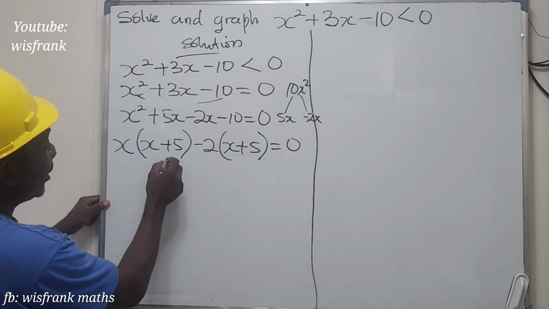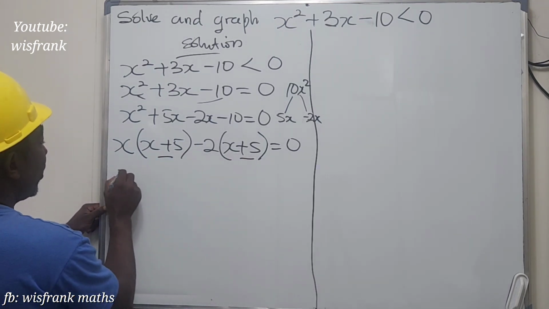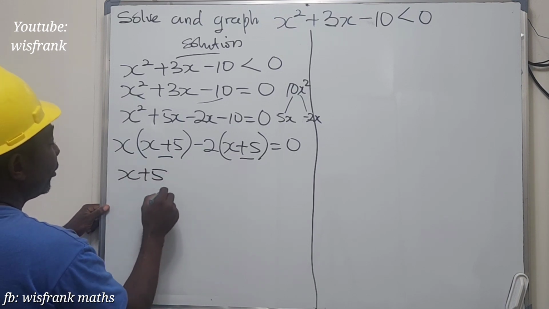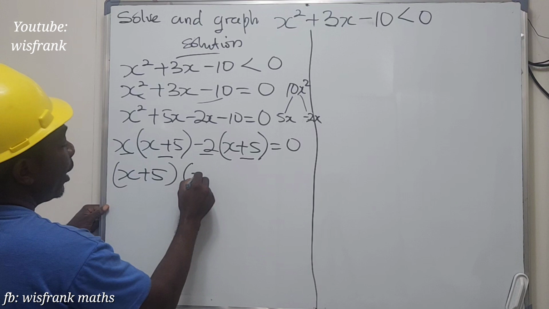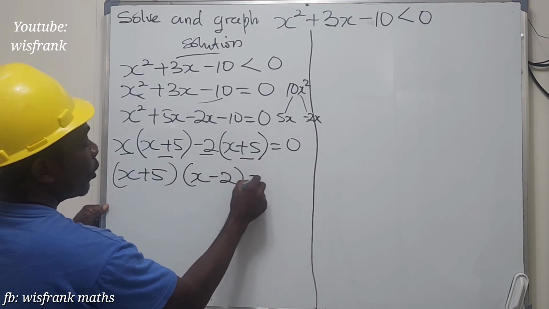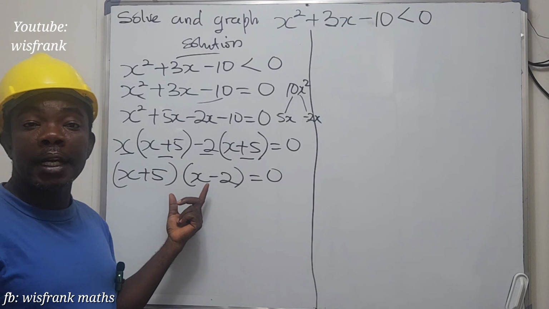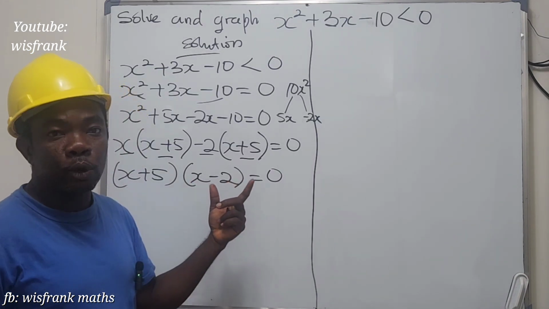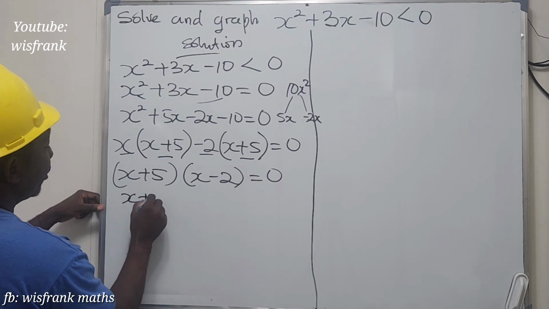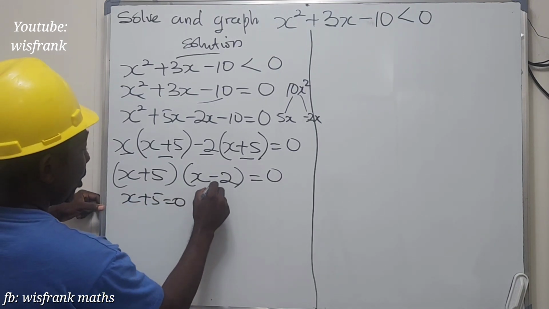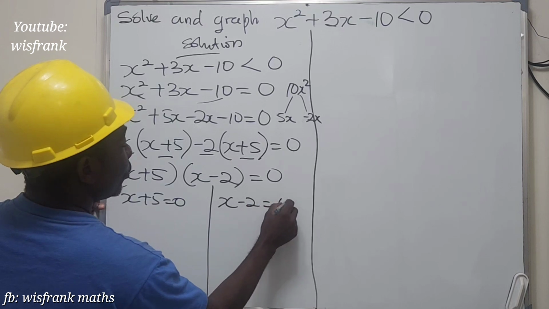So in this case, the parentheses have the same value. So we take one of them, we have x plus 5. Then we take the second one, x minus 2. We have x minus 2 equals 0. Here, we have two parentheses. It is either the first one equals 0 or the second one equals 0. So we take the first one, which is x plus 5 equals 0. And also, we have x minus 2 equals 0.